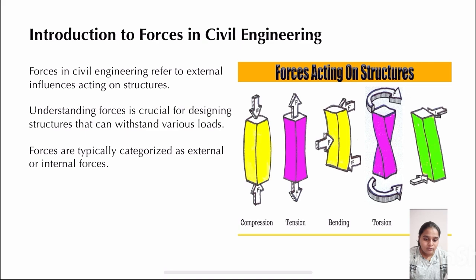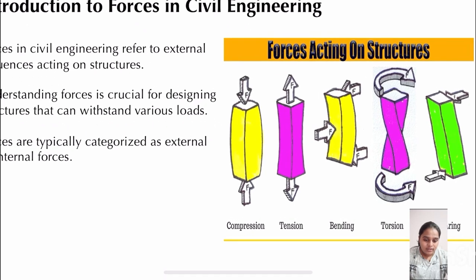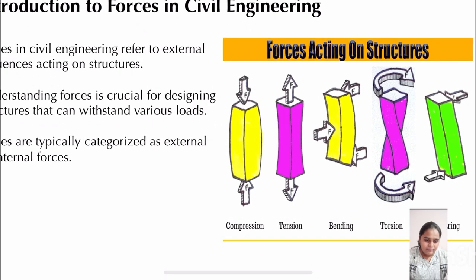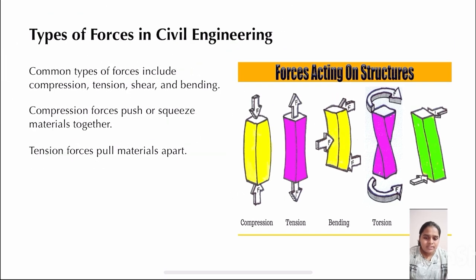Here are the pictures of forces acting on structures: compression, tension, bending, torsion, and shearing. Types of forces in civil engineering. Common types of forces are compression, tension, shear, and bending. Compression forces push and squeeze the materials together. Tension forces pull the materials apart.